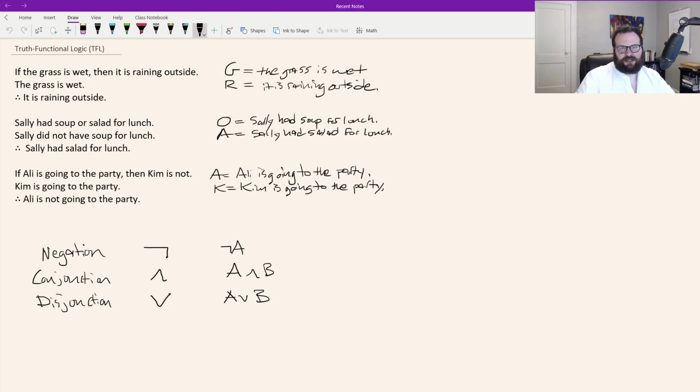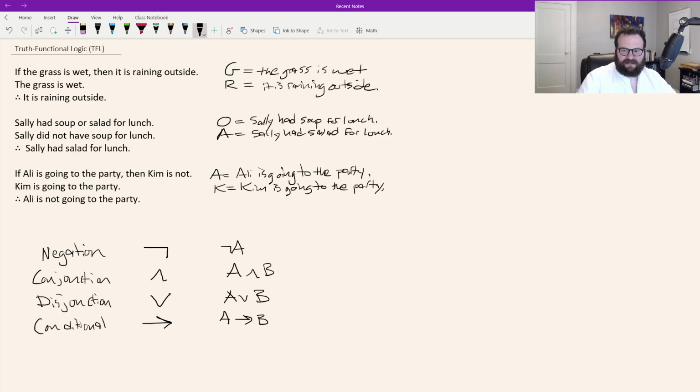Now, each side of a disjunction is called a disjunct, right? So conjunctions have conjuncts, disjunctions have disjuncts. Okay, next up is the conditional. The conditional is how we represent if then, and we use an arrow. Again, in other systems they might use a different symbol for each of these, but this is what we're going to be using. It once again goes between two different sentence letters. So the way this would be read is if A, then B.